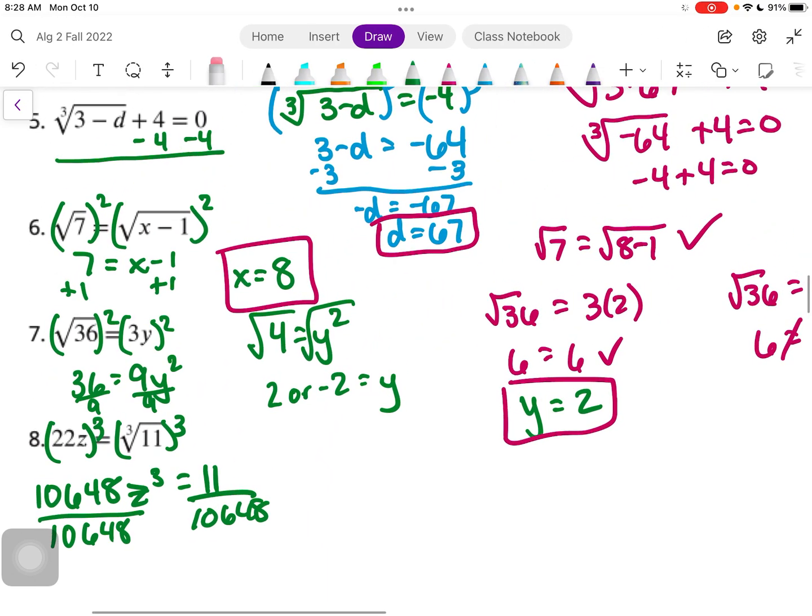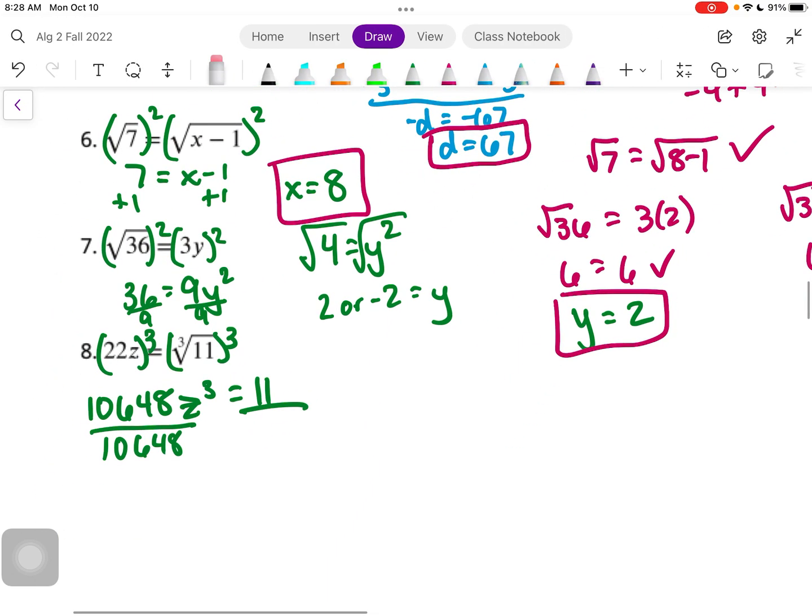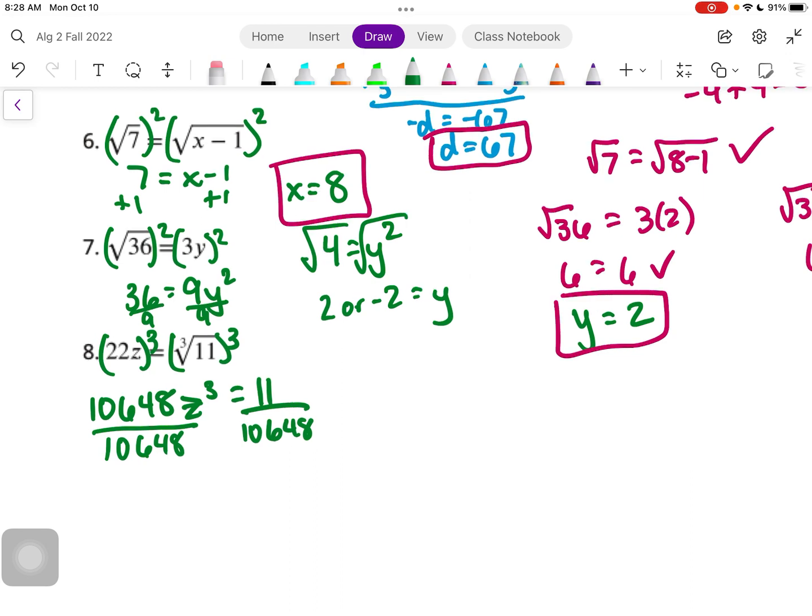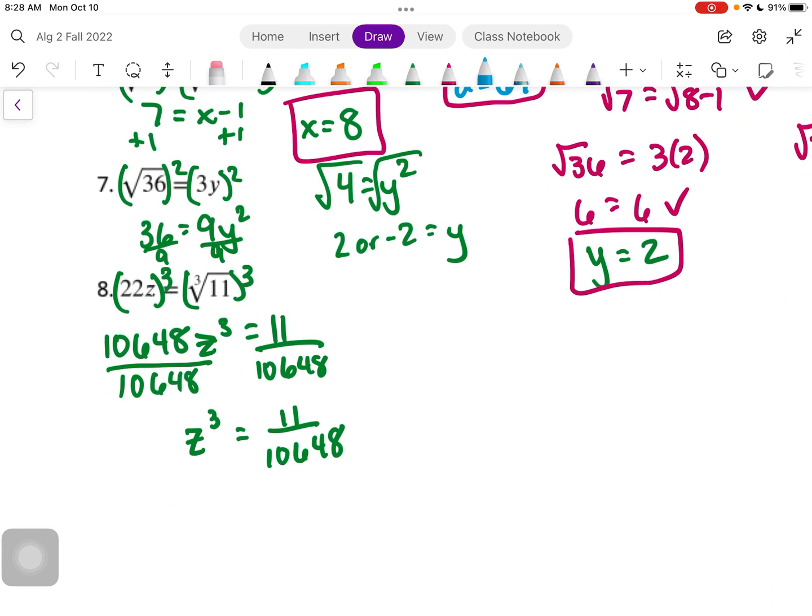That is really hard to see. Sorry, I wrote that very messy. Okay, that's a little better. Okay. So then, z cubed equals 11 over 10,648. We're going to take the cube root of both sides.